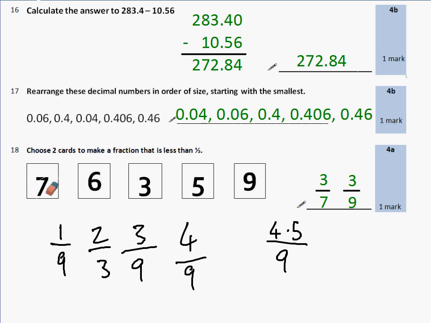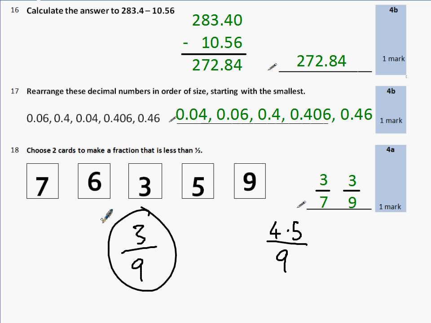But of course we've only got these cards to play with, 7, 6, 3, 5 or 9. So I've already got the 9 card in play. There's no 4, so I can't have that one. There's no 2, so I can't have that one. There's no 1, so I can't have that one. So 3/9 is one of the possible options. Which is why I've written it here.